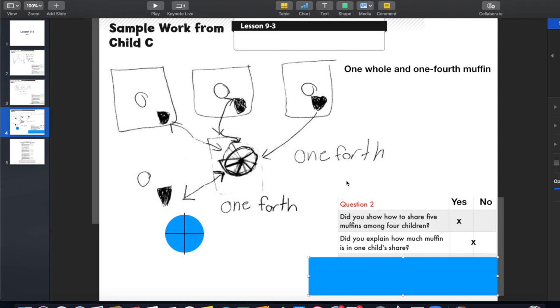And then it says, did you explain how much muffin is in one child's share? I put it in the middle. I think they tried to explain, and I see that even with the arrows they're trying to explain, but their words don't match their picture. Each student is getting 1 whole and 1/4.